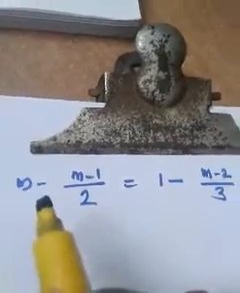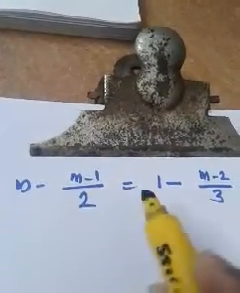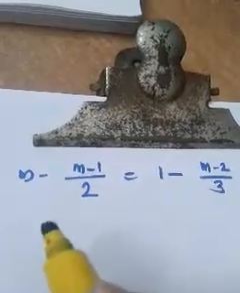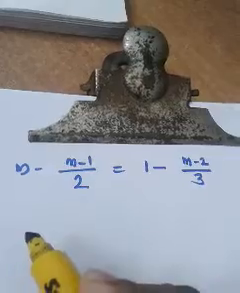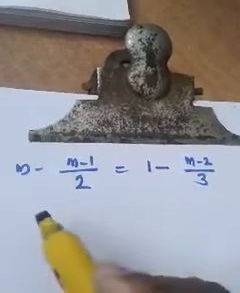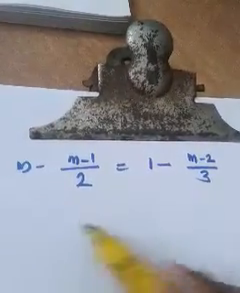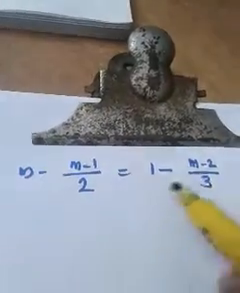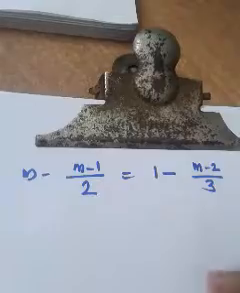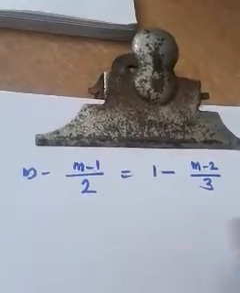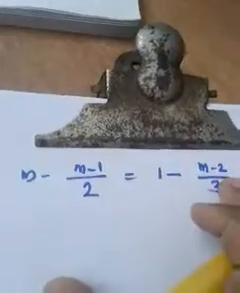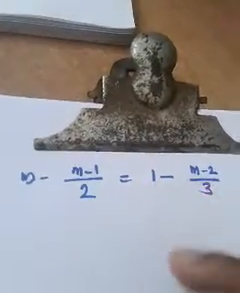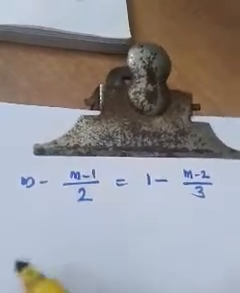So this is your question number 6. m minus 1 by 2 is equal to 1 minus m minus 2 by 3. So how can we solve this question? Which is the variable involved in this question? m is the variable involved, and m is there in the LHS and m is there in the RHS also. So first what you are supposed to do is write all the variable terms together. Otherwise, one more method is there.